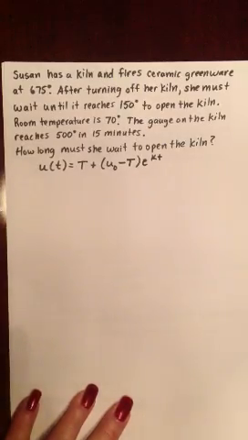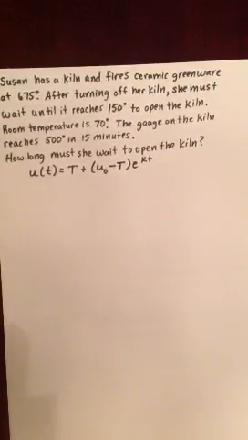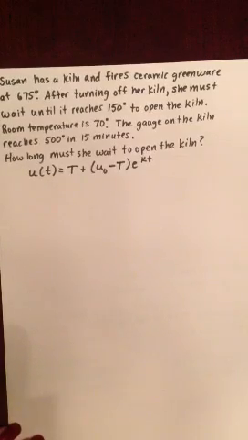All right, now we have a problem on Newton's law of cooling. So this problem says, Susan has a kiln and she fires ceramic greenware at 675 degrees. After turning off her kiln, she must wait until it reaches 150 degrees to open the kiln, where room temperature is 70 degrees. The gauge on the kiln reaches 500 degrees in 15 minutes.